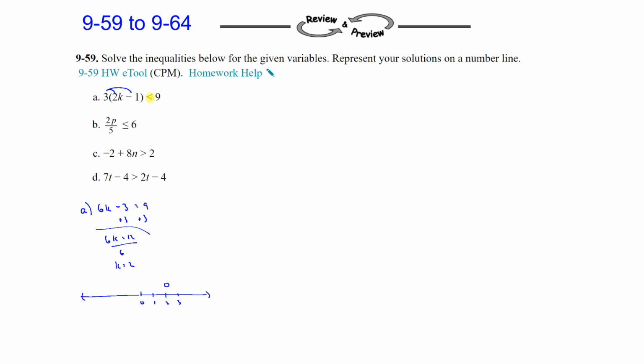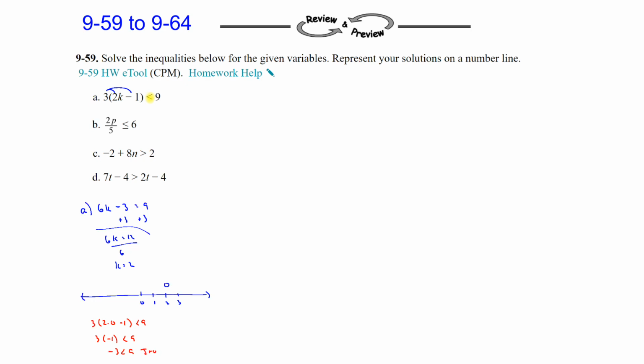And to find out, we're going to take any number. In this case, I'm going to choose 0. It's usually the easiest. I'm going to plug it in for k. I should go back up to the very original, so I'll do 3 times 2 times 0 minus 1, and that has to be less than 9. So that would be 3, 0 minus 1 is negative 1, and we get negative 3 is less than 9. Is negative 3 less than 9?